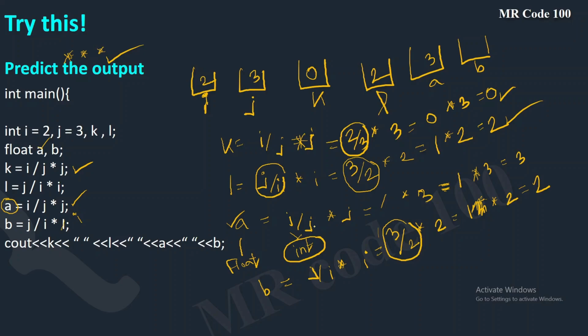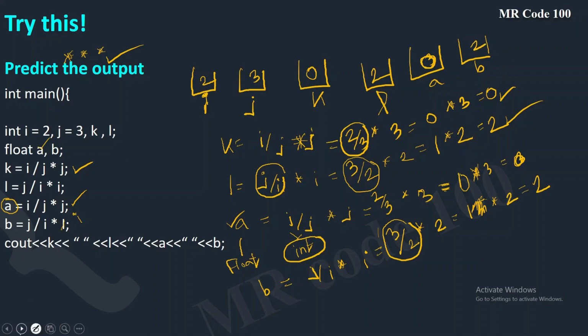So I divided by J, I is 2, so it should be 2 by 3, and 2 by 3 means 0.67, and it will be 0, the answer will be 0. Sorry for the big mistake here, I'm extremely sorry. And the value of B should be 2.